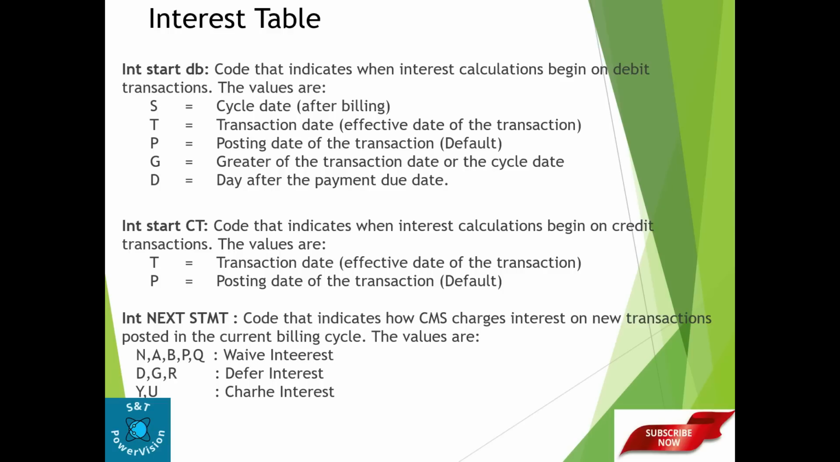Int start credit transaction CT. Code that indicates when interest calculation begins on credit transaction. The value of T means transaction date, P means posting date.